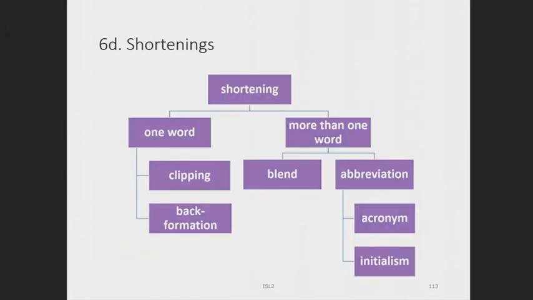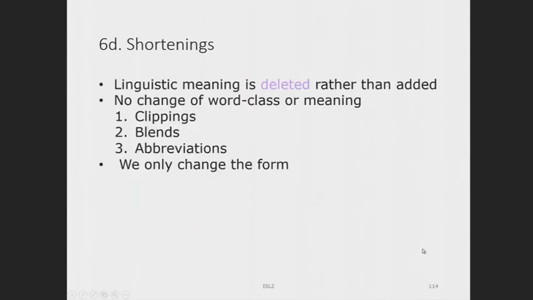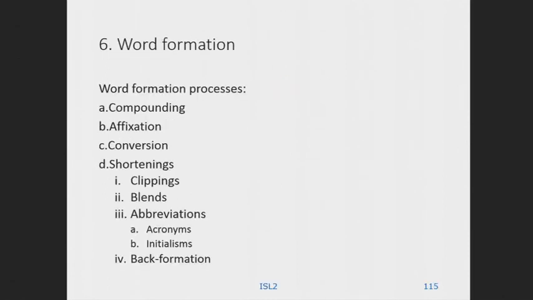So just to give you a brief overview, for the shortenings, we can have one-word things, then there are clippings or back formations, or more than one-word things, then there are blends, or they turn into abbreviations, where we can have acronyms if we say the whole word, and initialism if we just say the initials. Yeah, and their linguistic meaning that we can see is usually deleted rather than added. So not like with affixations and compounds, where we put more things there, we delete certain things.